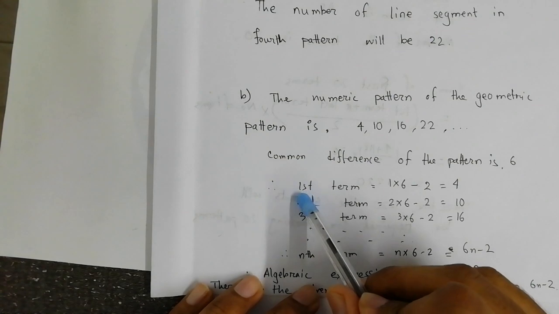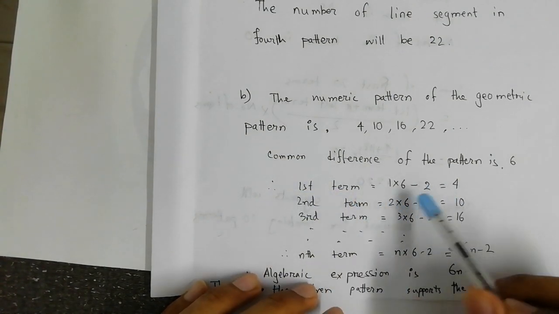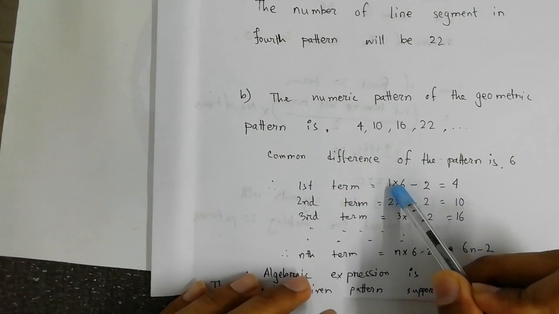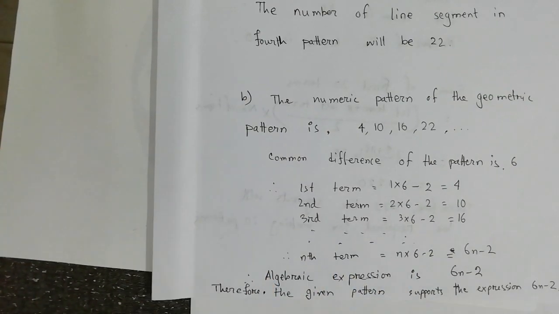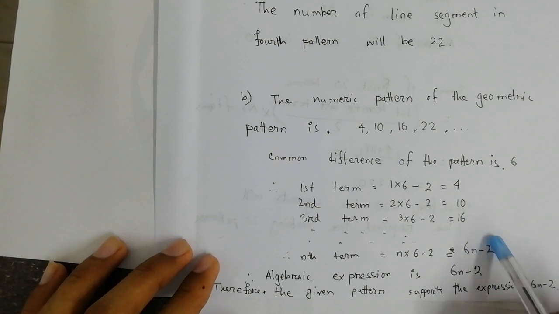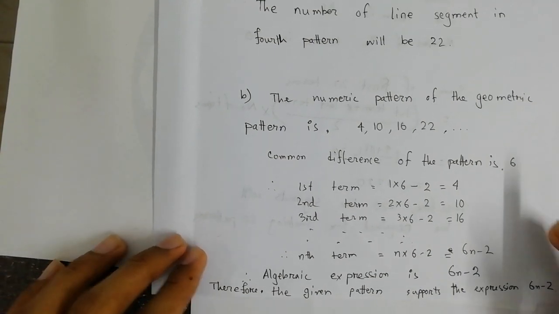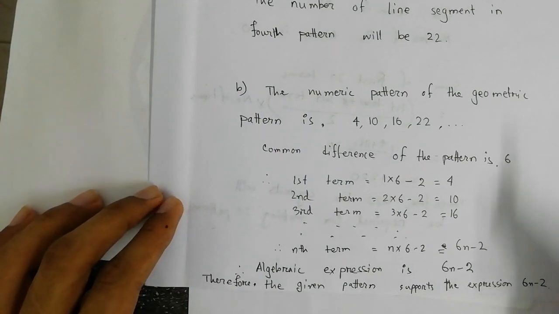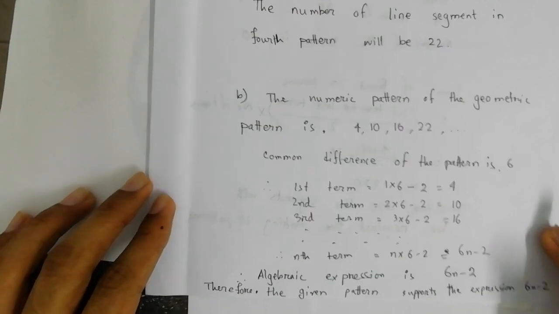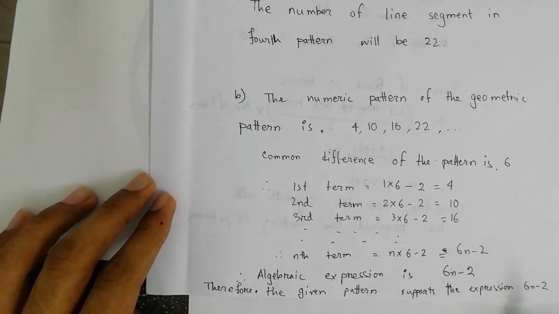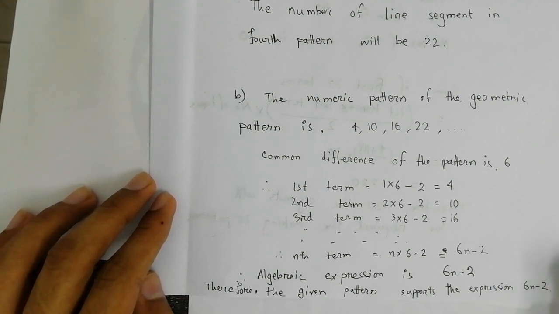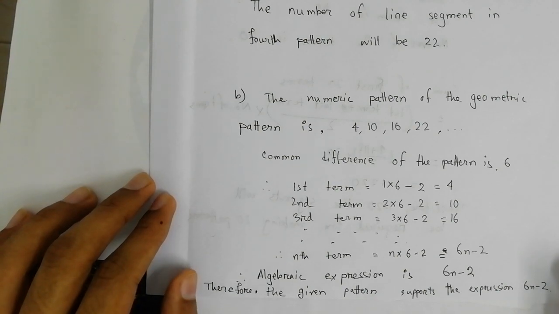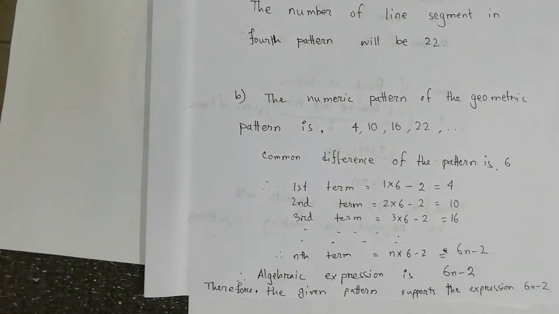In the next step, we find that each of the terms corresponds to the expression n into 6 minus 2. So the nth term will be n into 6 minus 2, which is ultimately 6n minus 2. Therefore, the given pattern supports the expression 6n minus 2. So we have our required answer: the algebraic expression which supports the pattern is 6n minus 2. So we can easily find the first two answers here.